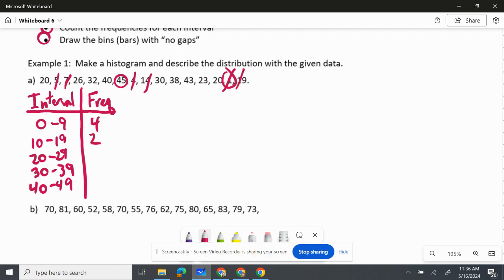Then I look in the 20s, so that would be 1, 2, 3, and 4. Then I'm going to look in the 30s, 1, 2, 3. And then I'm going to look in the 40s, 1, 2, and 3 also. So now what I'm going to do is make my histogram.